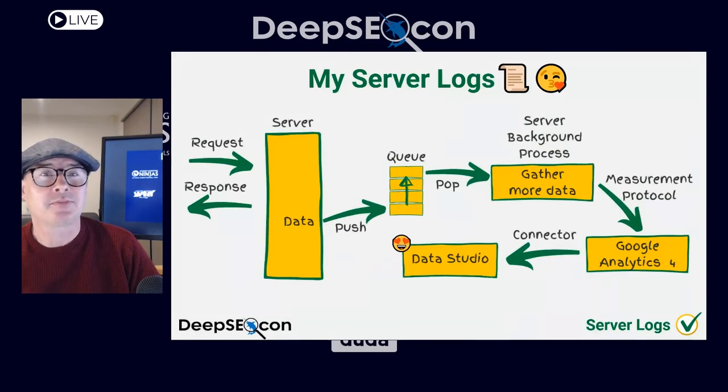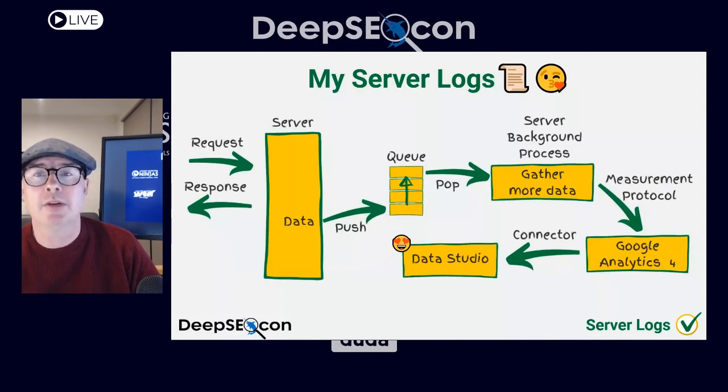To the architecture. The basic idea is to intercept the server process when it has just sent out a response, gather any interesting data, and send it to GA4. You could do server logs straight to a database or BigQuery. I chose GA4 as it's a free data warehouse and it connects to a flexible reporting system.